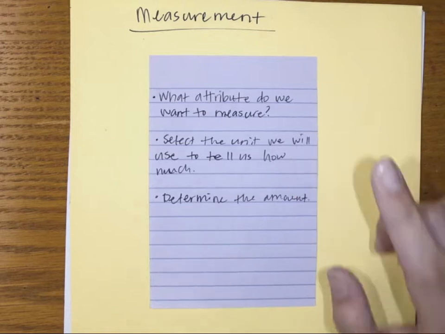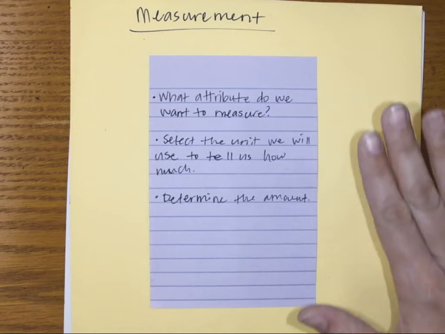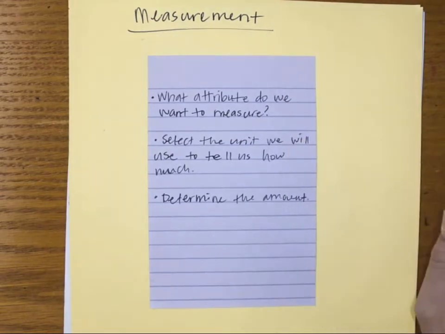If I was measuring how much water I drank this morning, or how much a cup of water is, I would measure that in fluid ounces, or I could measure it in cups or pints or gallons if I drank a whole bunch of water. So I hope you're starting to see all the different aspects of measurement here.